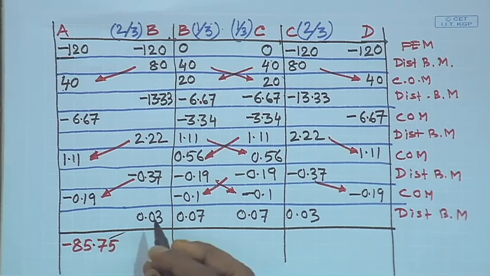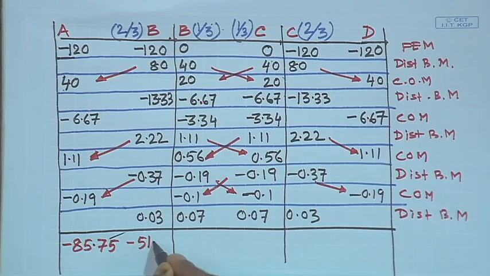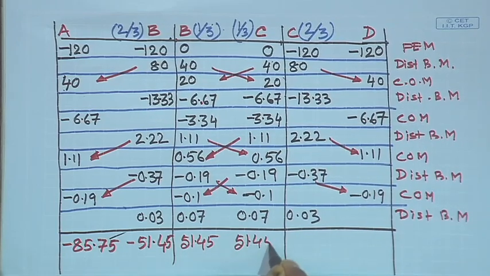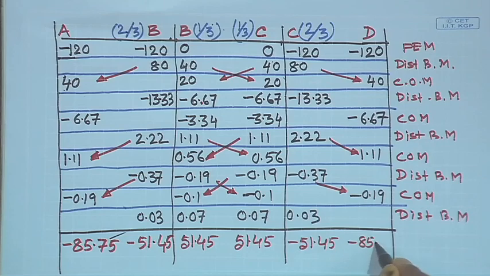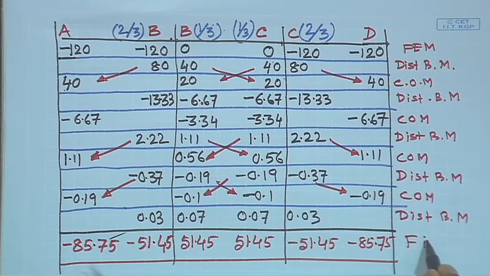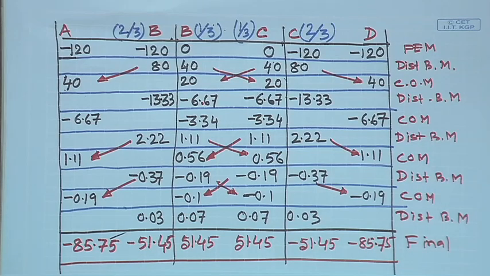minus 85.75, and then it is minus 51.45, it is 51.45, and then it is also 51.45, and then minus 51.45 and minus 85.75, and this is your final. Okay. Now, you check, this is also in equilibrium, this is in equilibrium. So, this is my final result.